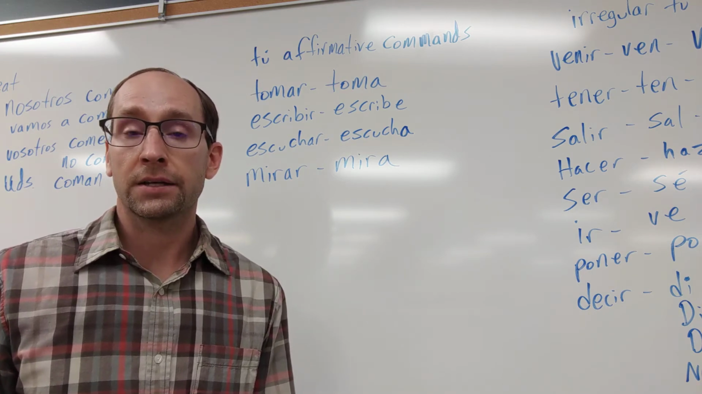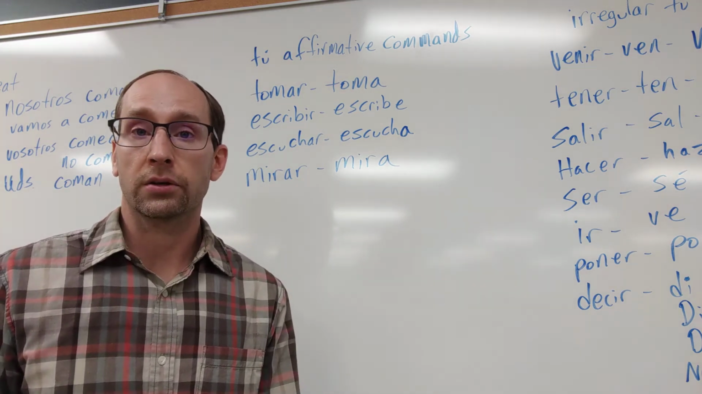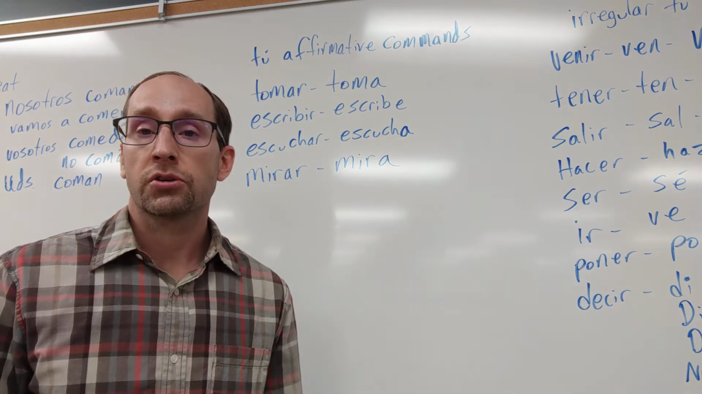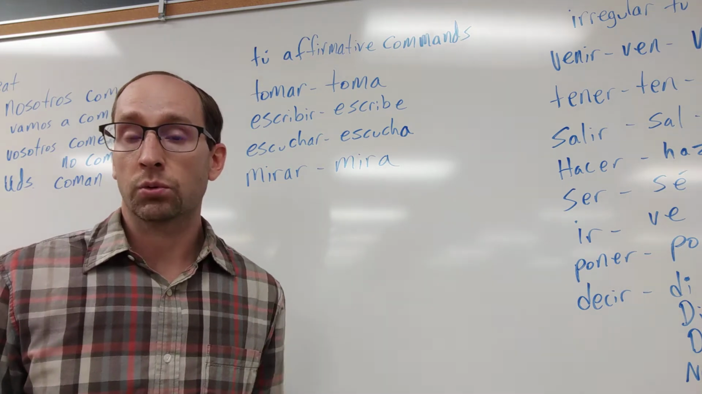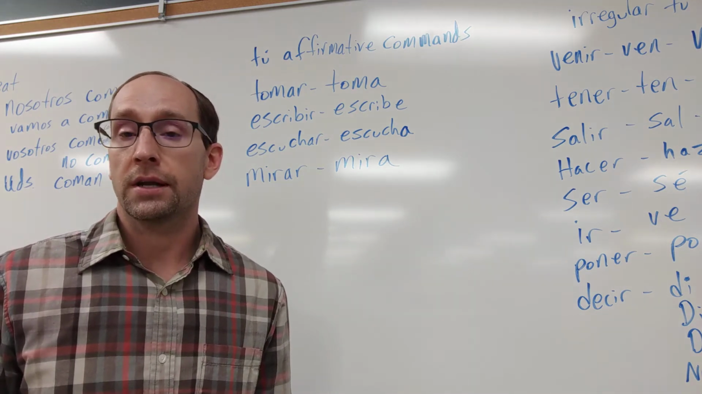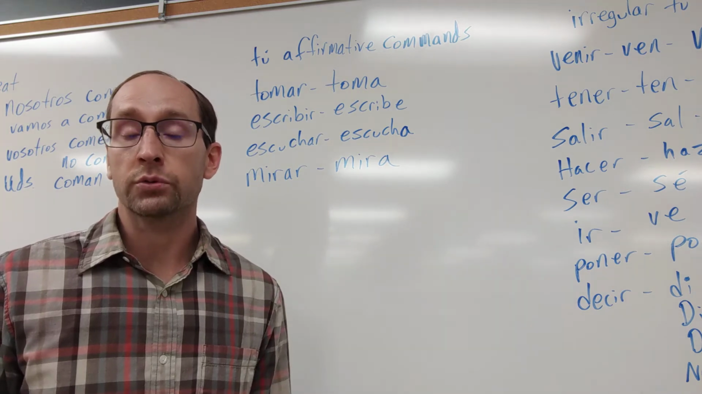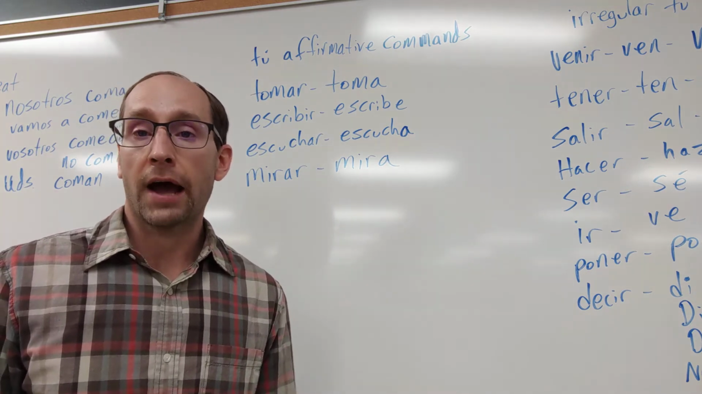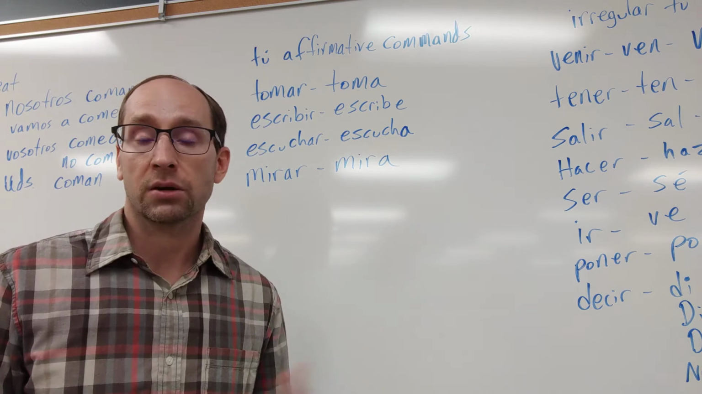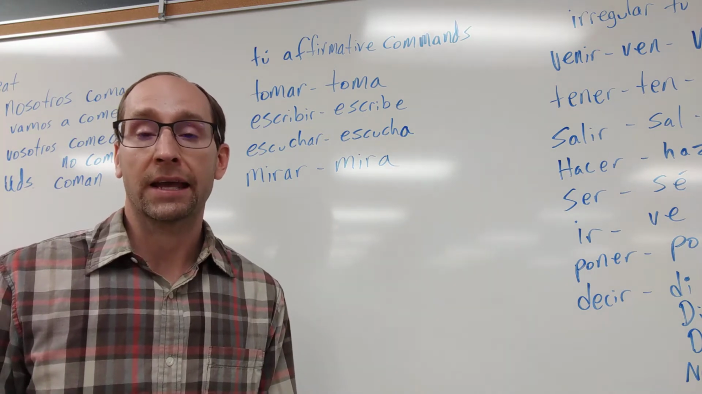And then after that, we'll take a look at some irregular tú affirmative commands. So again, the tú negative commands work like the subjunctive, with the opposite ending. AR verbs will end in -es. ER and IR verbs will end in -as. So that's how we would make a tú negative command.